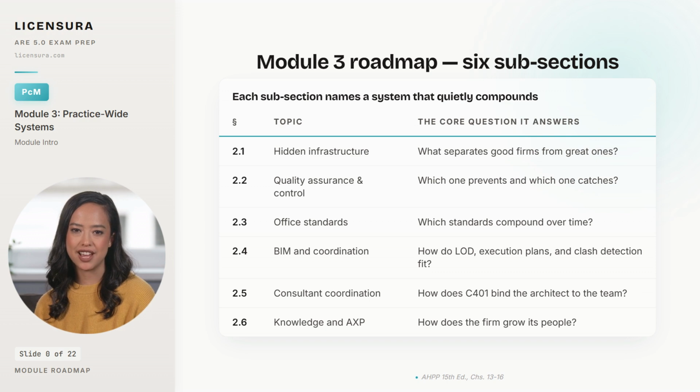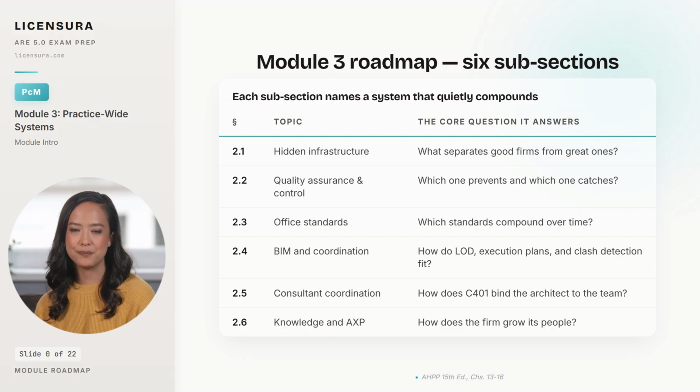2.5 covers the architect's coordination role, consultant selection, the architect's coordination responsibilities under the AIA documents, and the key terms in a C401 consultant agreement. And 2.6 closes with knowledge management, the lessons learned process, professional development methods, and the AXP requirements that grow the next generation of licensees inside the firm.